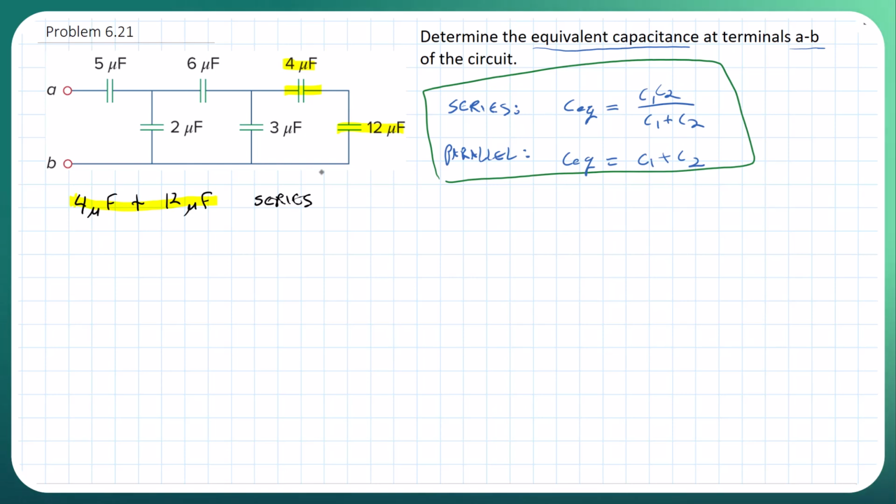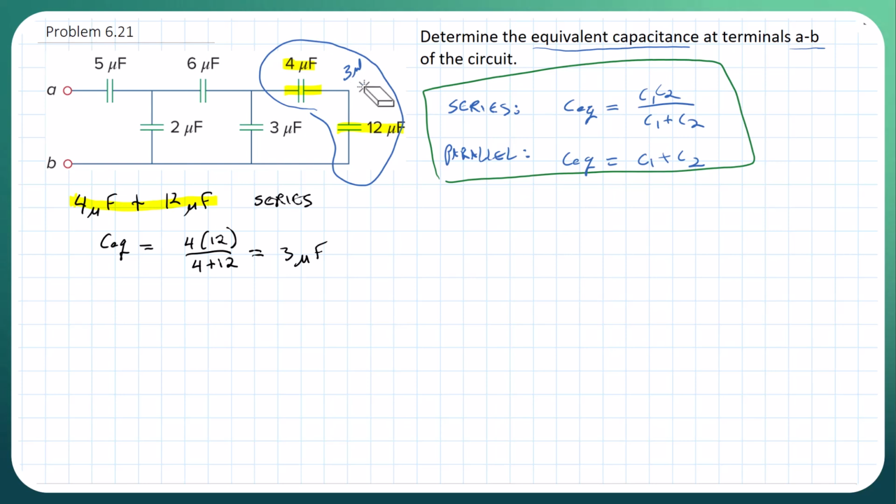Okay, so all we have to do is use the equation on the right there, so we can say our C equivalent is going to equal 4 times 12 over 4 plus 12, and then if we compute that, that's going to give us 3 microfarads. So the combination of these two will give us 3 microfarads. I'm going to clean that up. Okay, so now we have 3 microfarads.